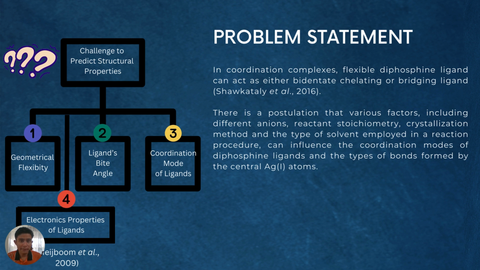Then the problem statement. Why am I doing this? In coordination complexes, flexible diphosphine ligand can act either as bidentate chelating or bridging ligands. So there is a postulation with various factors including different anions, reactant stoichiometry, crystallization method, and the type of solvent employed in the reaction. Therefore, it poses a challenge to predict the structural properties with the geometrical flexibilities, ligands bite angle, coordination modes of ligand, and also lastly, the electronic properties of the ligands used.